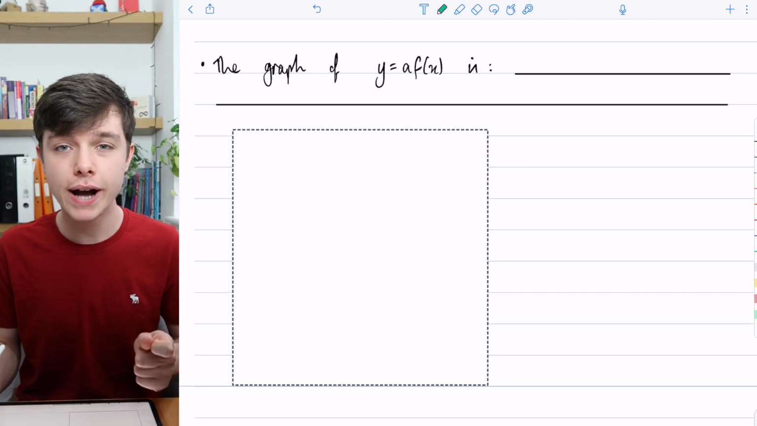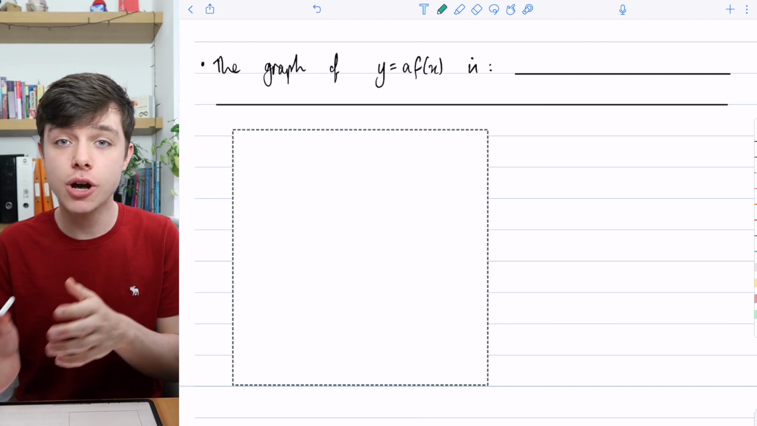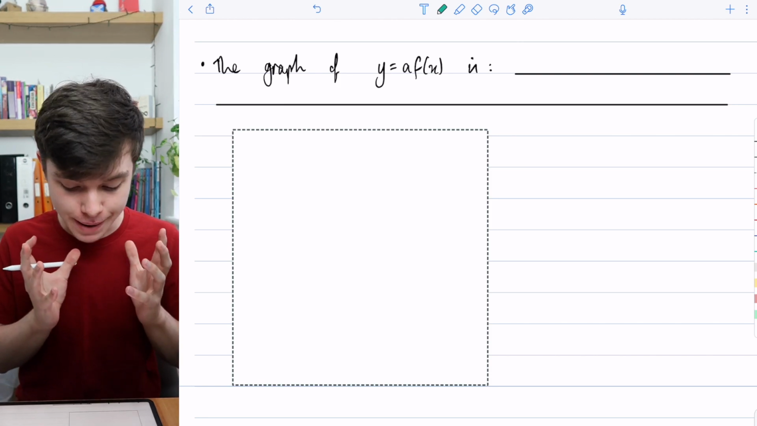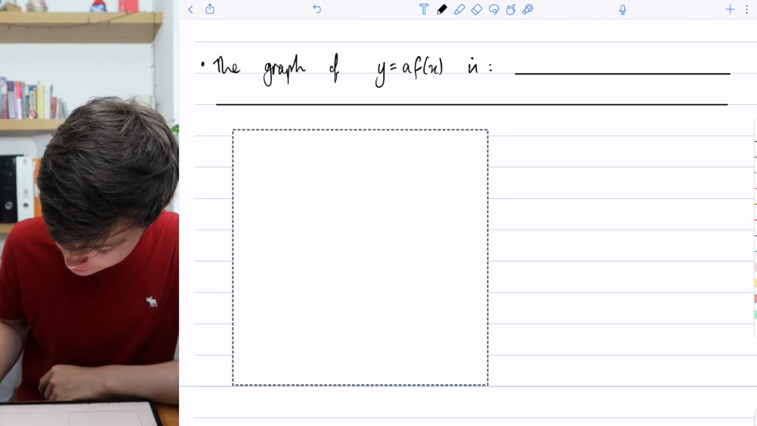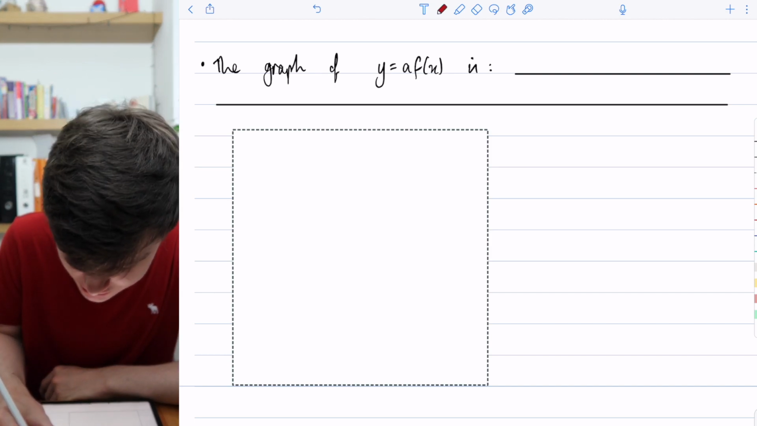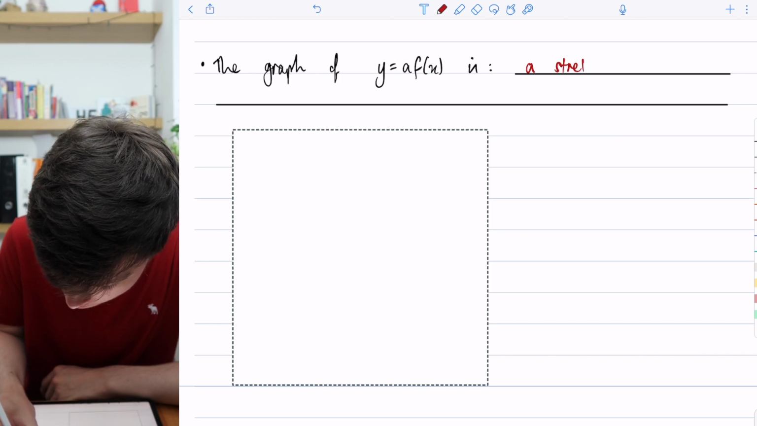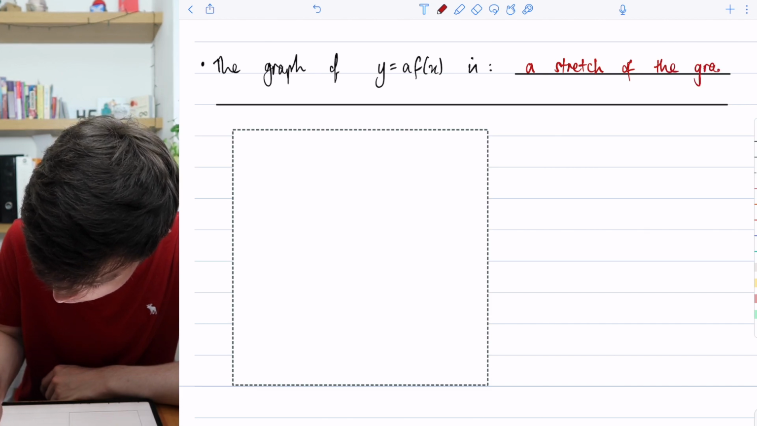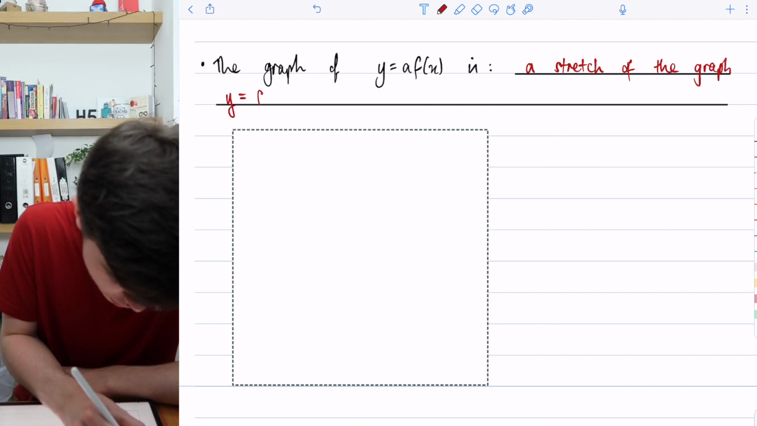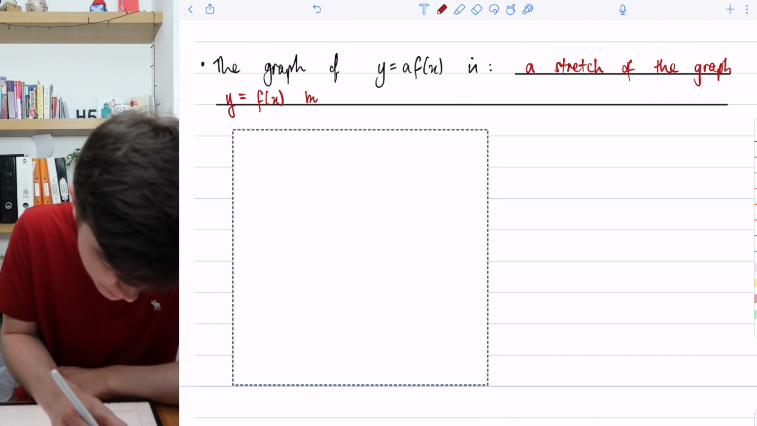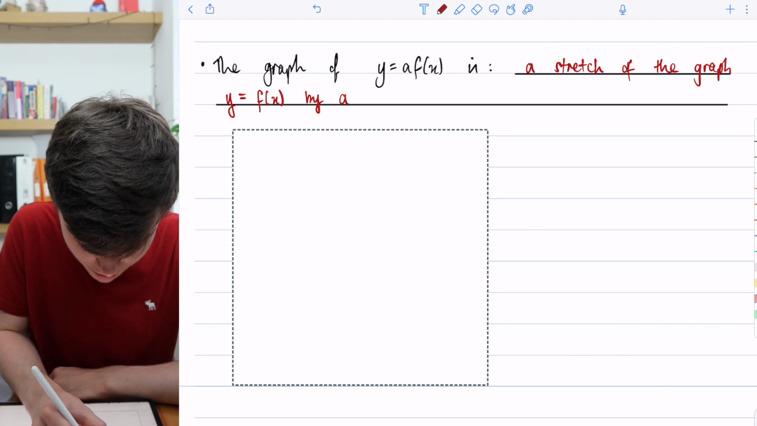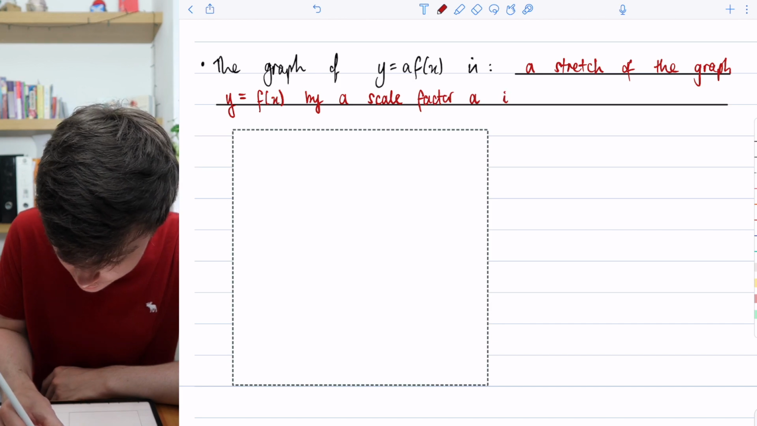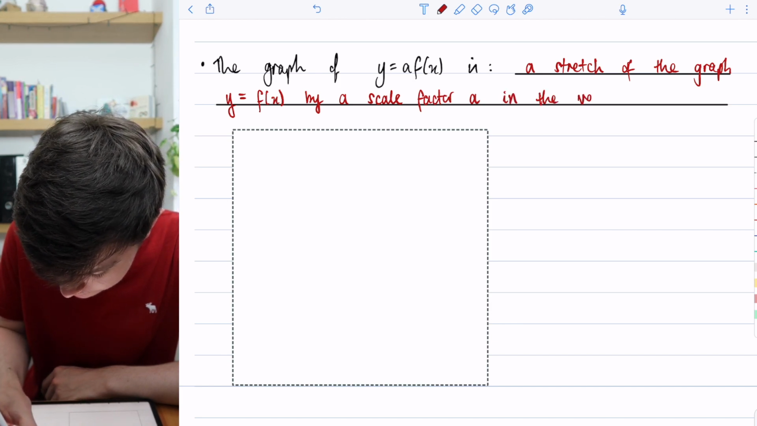If we've got the graph of y equals a times f of x, so some constant a outside the front, we have a function f of x, we multiply it by a, that is, and I'll write it in red, that is a stretch, and we use the word stretch, of the original graph, which is y is equal to f of x, just the original function, by what we call a scale factor, a, in the vertical direction.